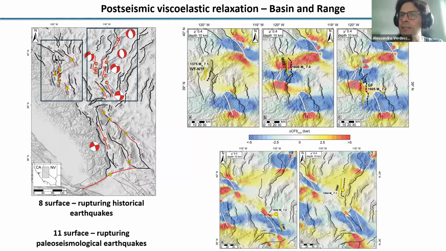So our conclusion is that that particular area was affected by several historical and paleoseismological earthquakes that brought closer to failure all the faults located in this area.